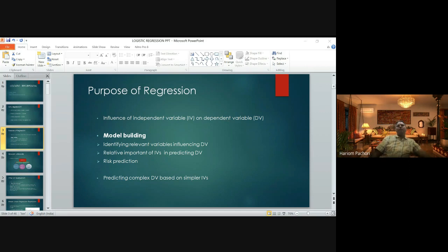Now moving to the types of regression, there are two types. First is simple linear regression. It is a regression model that estimates the relationship between one independent variable and one dependent variable using a straight line. Another is multiple linear regression. It is a regression model that estimates the relationship between a quantitative dependent variable and two or more independent variables using a straight line.